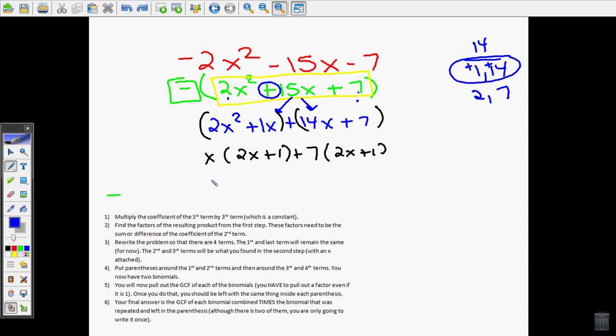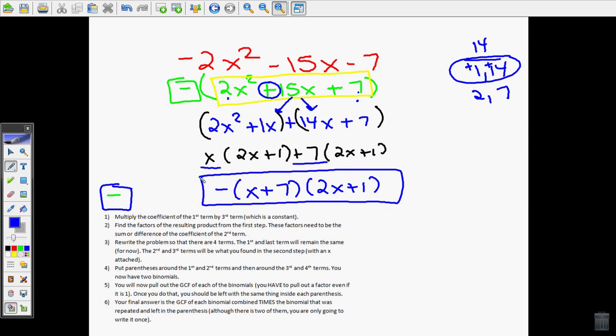So when I write this out, one binomial is what I pulled out, my greatest common factor, which is x plus 7. And then my other one is going to be what I had repeated, which is 2x plus 1. Now, because of this negative sign that I told you to take out and set aside, I'm going to put this negative right here in the front back into my final answer.